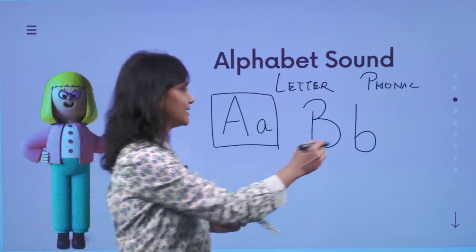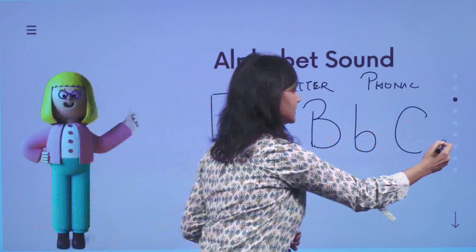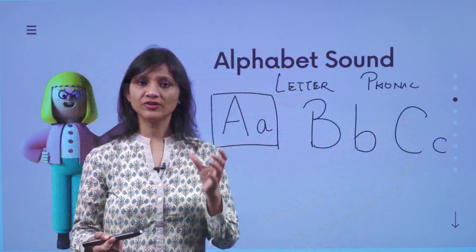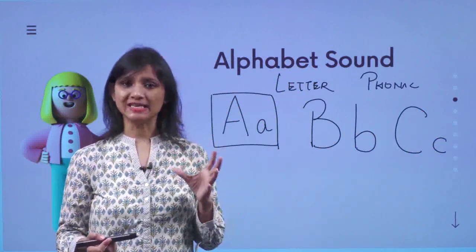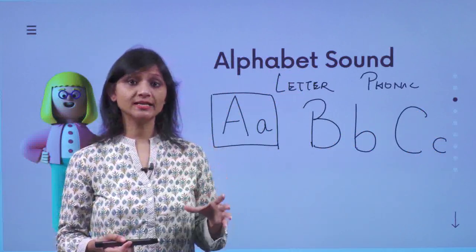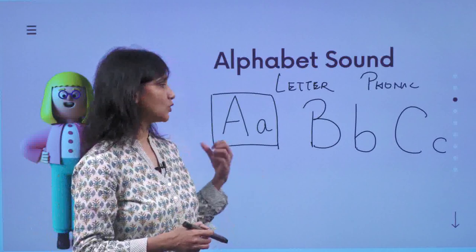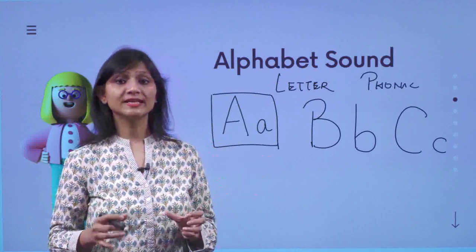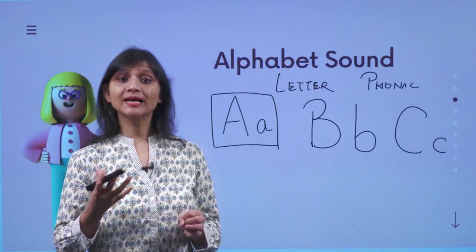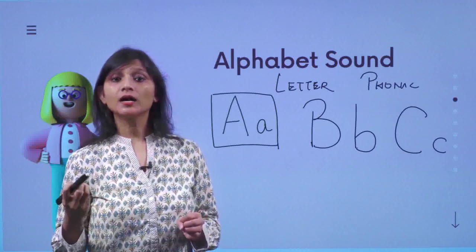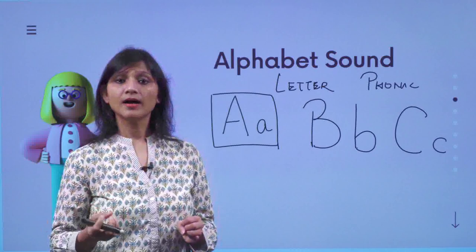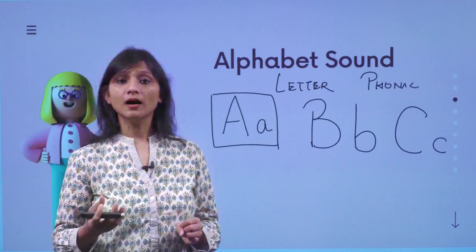Let's move to the next letter now. C. Okay, C. The letter sound of C is C. And what is the phonic sound of C? K. The phonic sound of C is K. K. K. K. Cup. K. Cat. K. Cup.